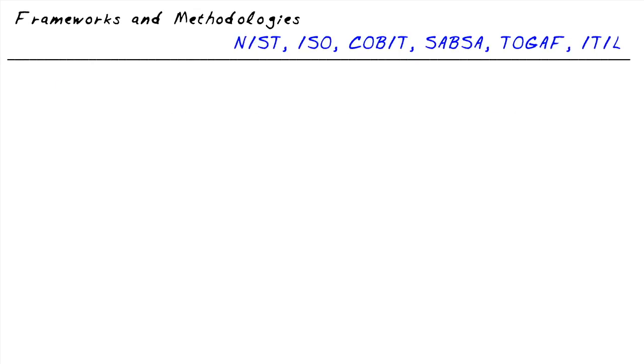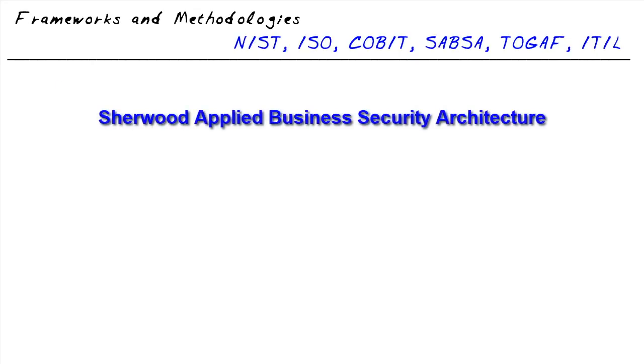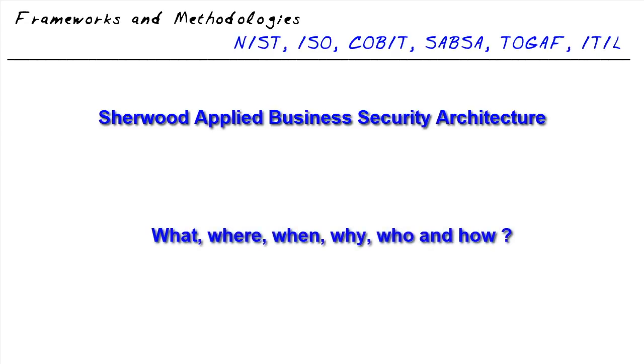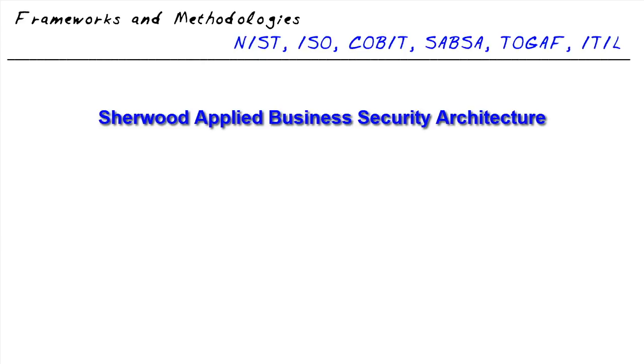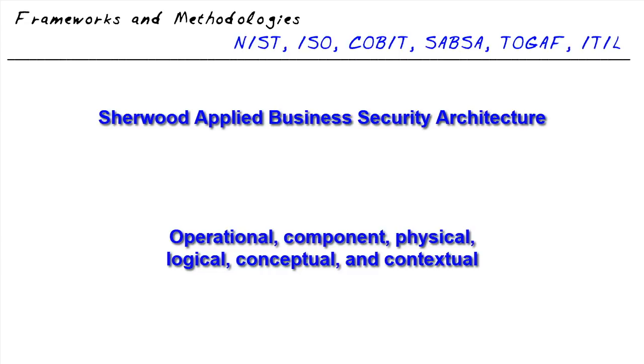Another framework is SABSA, that's Sherwood Applied Business Security Architecture, which is another enterprise security architecture framework. And their framework surrounds six basic questions of what, where, when, why, who, and how. And in their matrix, there's six layers, including operational, component, physical, logical, conceptual, and contextual.